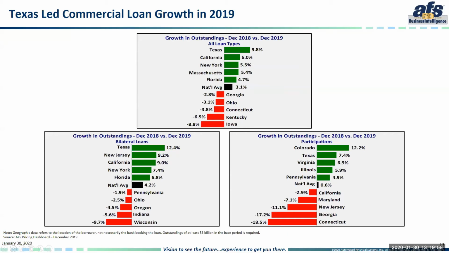For participations in the bottom right, we see Colorado and Texas as the top two states. For both of these states, the oil and gas extraction subsector had the largest increase in participation balances. It is also worth noting that the only state to appear in 2019's top 5 for both bilateral loans and participations is Texas.